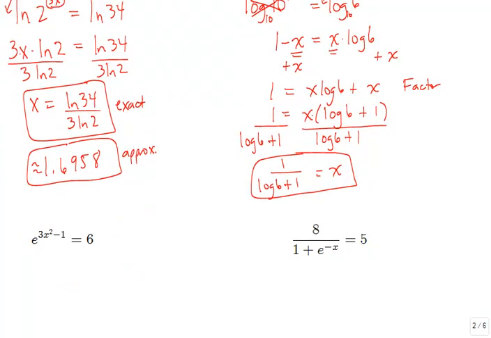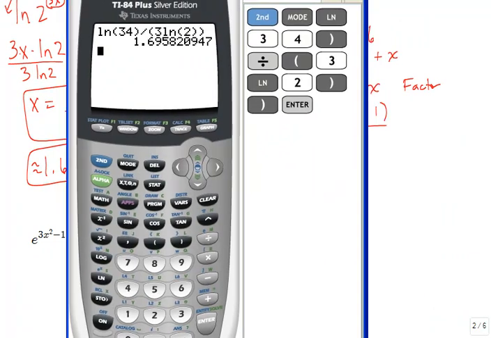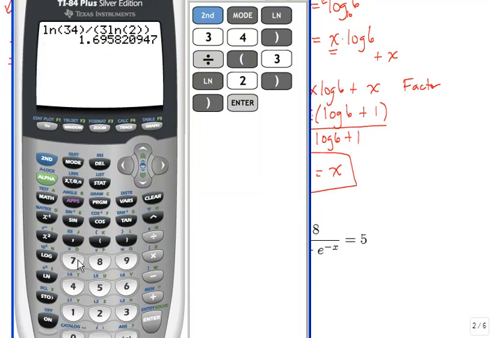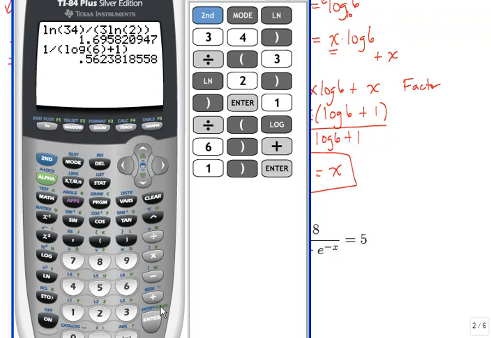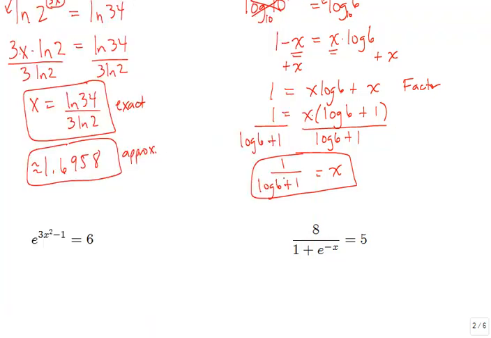If you wanted to get the calculator value, then you would just do 1 divided by, and you need parentheses, log base 10 of 6 plus 1. And we get 0.5624 if I round off.